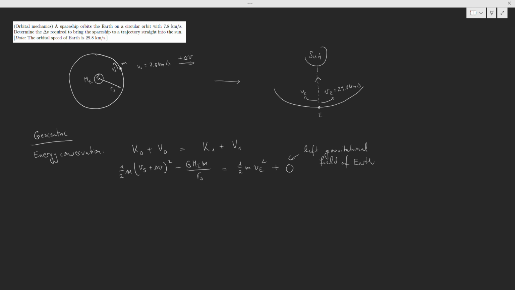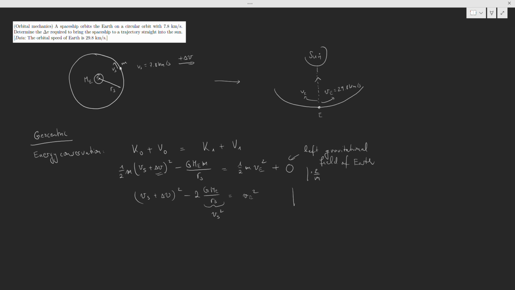Okay, and now we have to solve for delta v. So first we multiply by 2 divided by m, so we get Vs plus delta v all squared minus 2 times G Me divided by Rs equals Ve squared. And hopefully you recognize this term as Vs squared, which is a standard result for circular orbits.